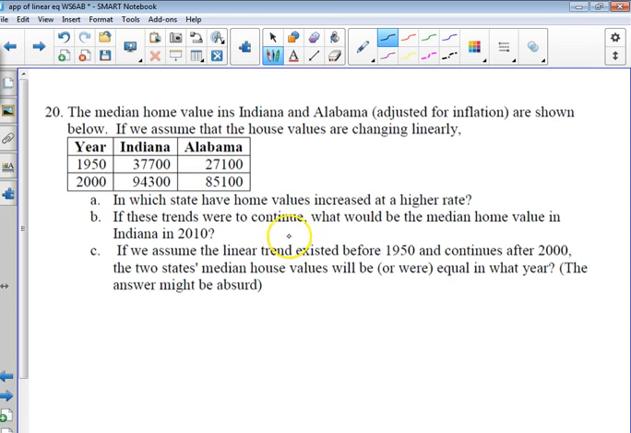Yes. In which state have home values increased at a higher rate? Okay. So we need to subtract these and divide by 50 years. Did you call this year 0 and year 50, guys? I thought she said 20. No? Is this the one you wanted me to do? Okay. Did you want me to do 10?